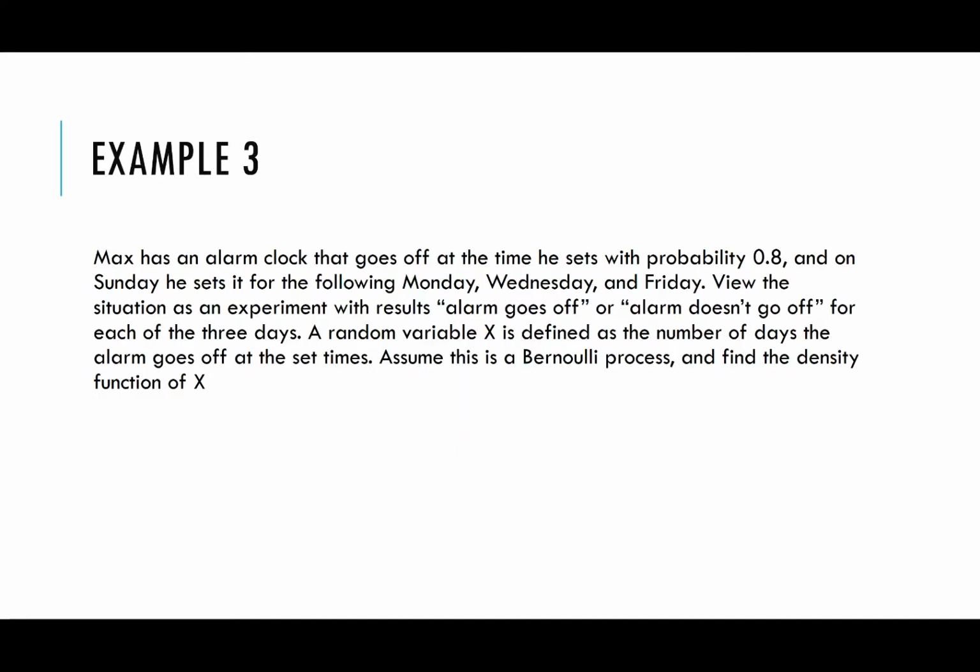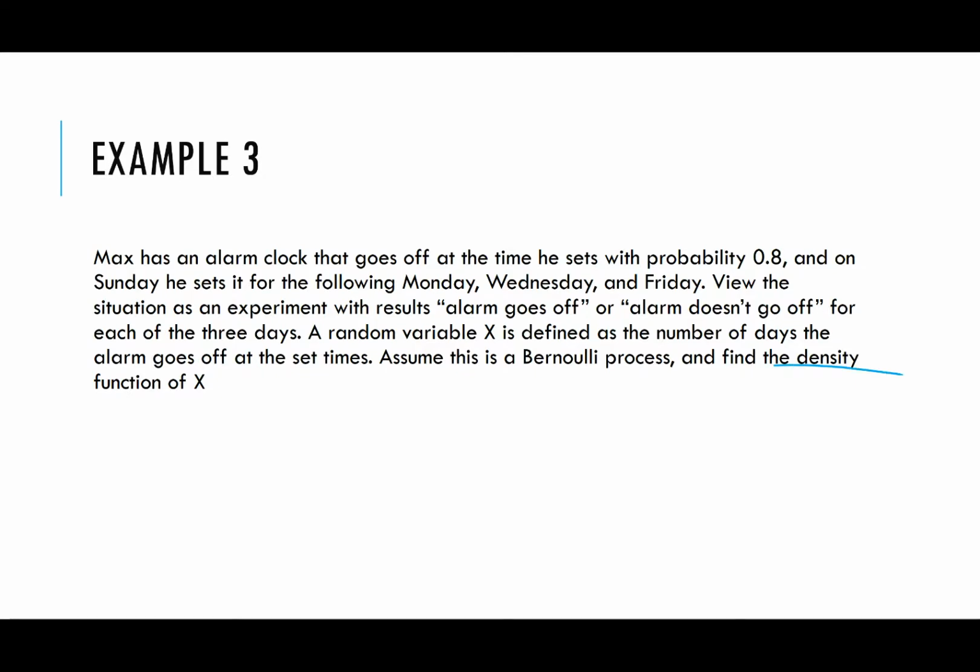First example. Max has an alarm clock that goes off at the time he sets with probability 0.8. So the probability his alarm goes off is 0.8, or 80% chance it goes off. Sunday, he sets it for the following Monday, Wednesday, and Friday. So he sets it for 3 days. View the situation as an experiment where the results are alarm goes off or alarm doesn't go off for each of the 3 days. A random variable x is defined as the number of days the alarm goes off at the set times. Assume a Bernoulli process and find the density function of x.